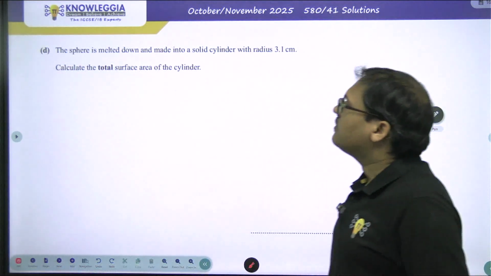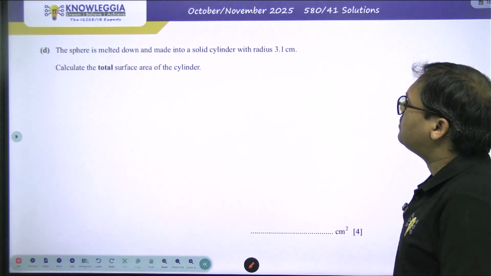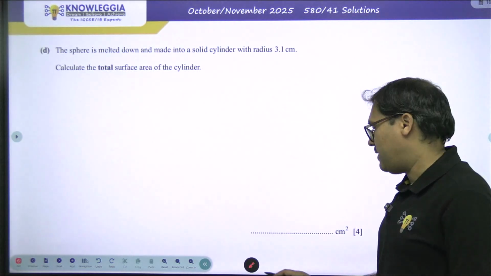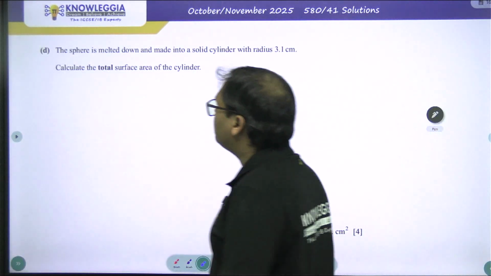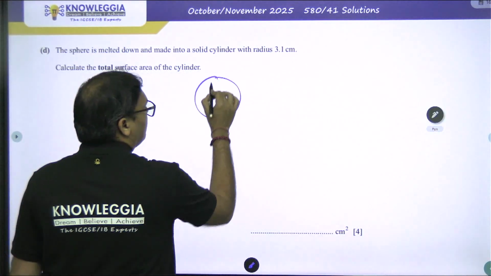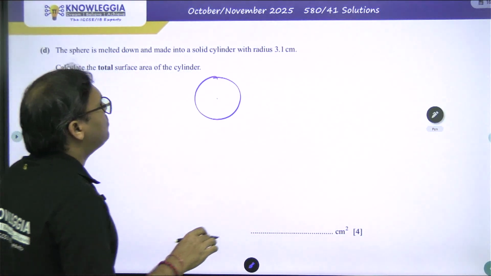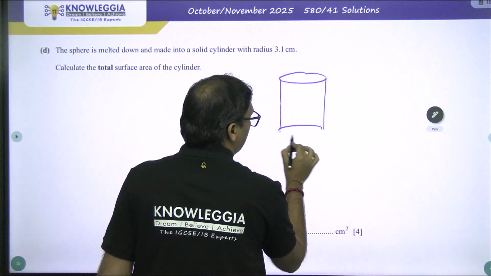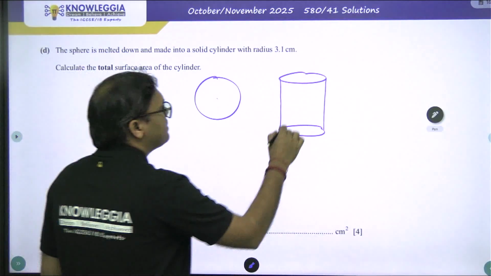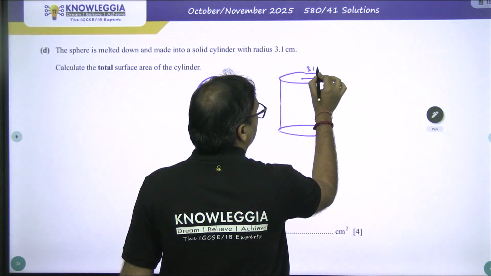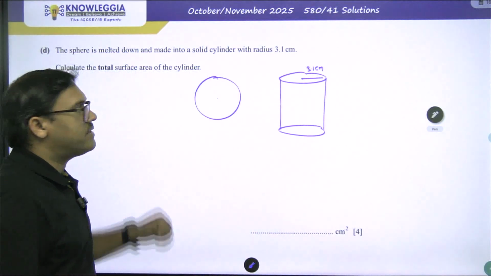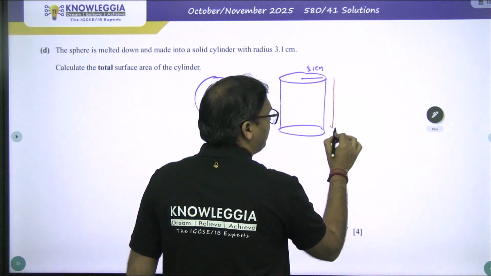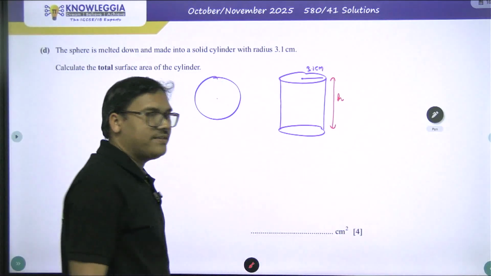Next question. The sphere is melted down and made into a solid cylinder with the radius 3.1 centimeter. What is the surface area of the cylinder? Okay, so now you see this sphere which we have is melted down to form a solid cylinder. This is made from the same material, and the radius of this is 3.1 centimeter. So what is the total surface area? Now for finding the total surface area of this, we need to first find the height of this, because then only you will be able to find this, correct?